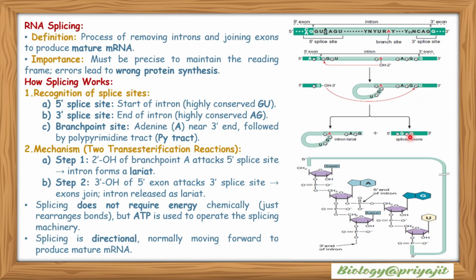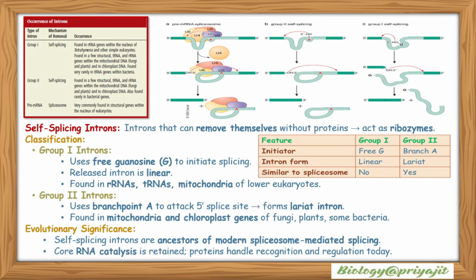But splicing does not require energy chemically; it just rearranges the chemical bonds, or phosphodiester bonds. ATP is used to operate the splicing machinery. Splicing is a directional process, normally moving forward to produce mature mRNA.